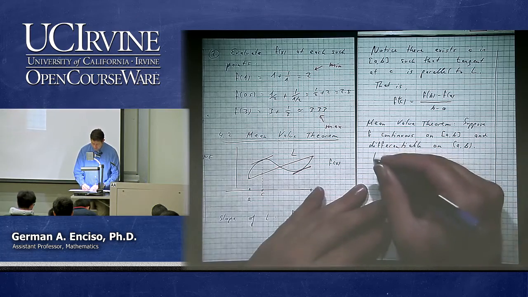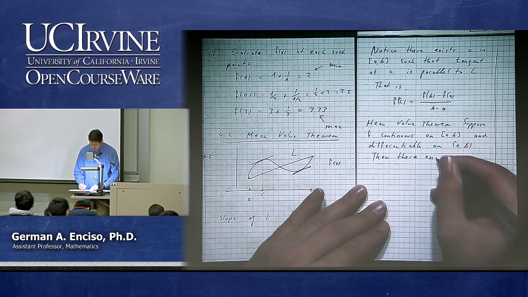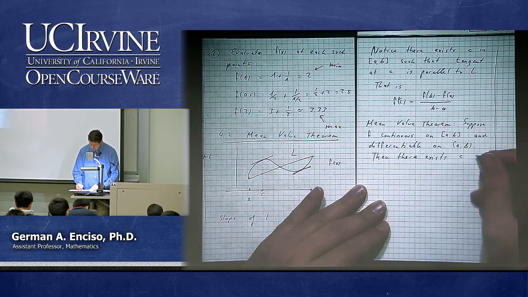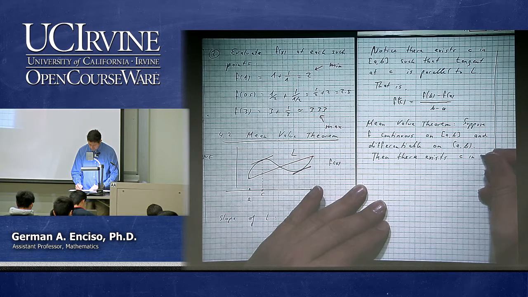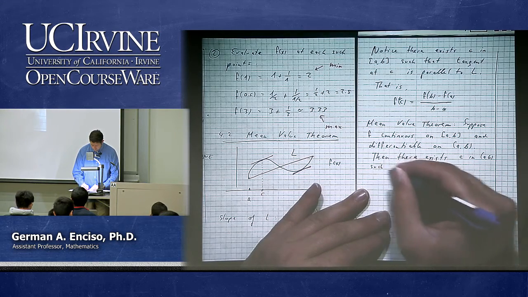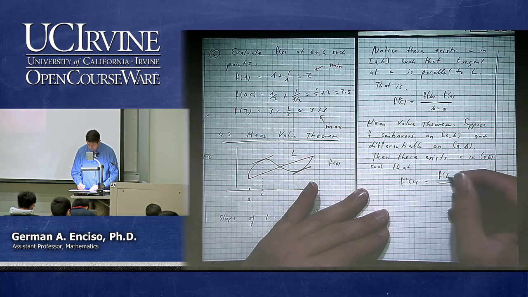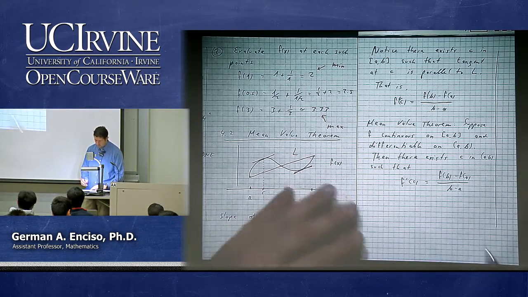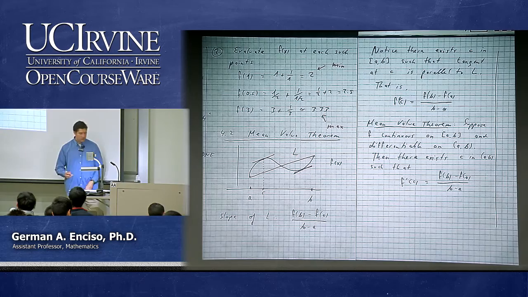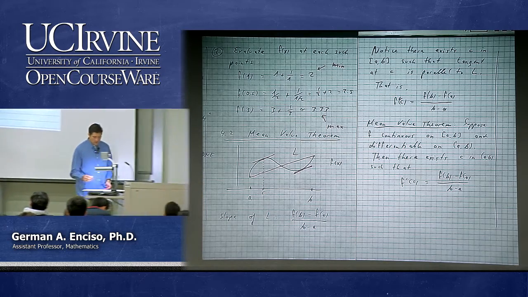And the conclusion is, then there exists C in AB such that f prime of C is equal to f of B minus f of A divided by B minus A. Okay, so that's the theorem. And we're going to use the theorem for a couple of things. But first, I would like to say a few comments about what it says and what it does not say.